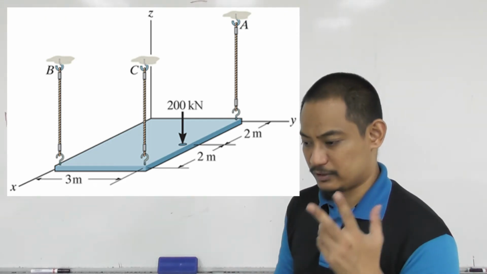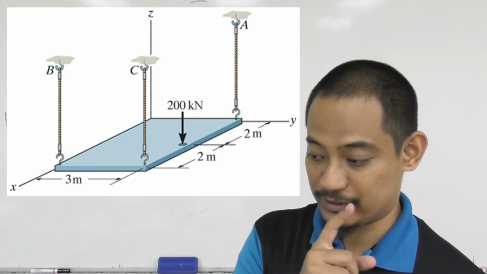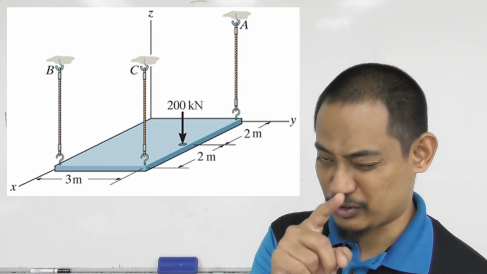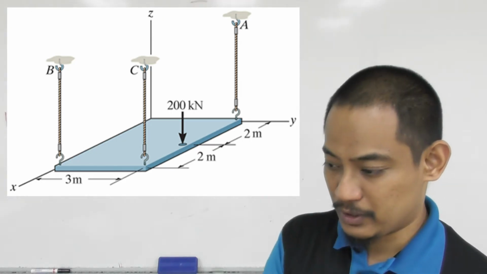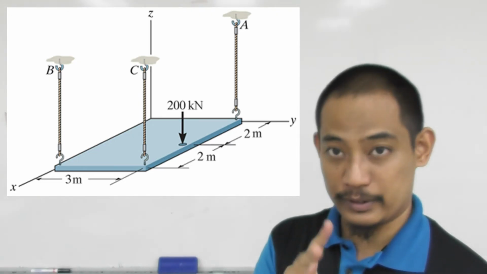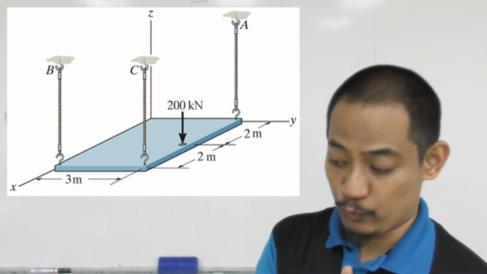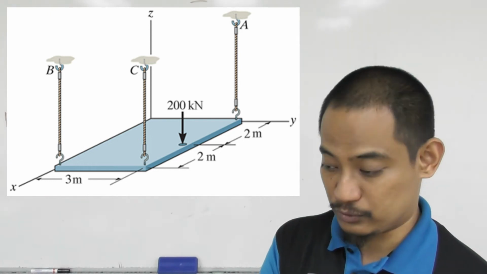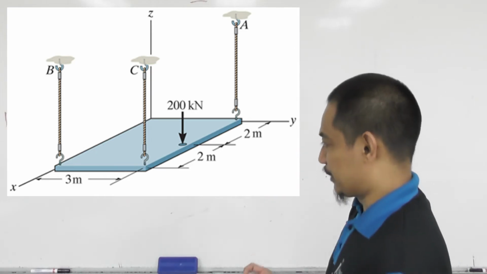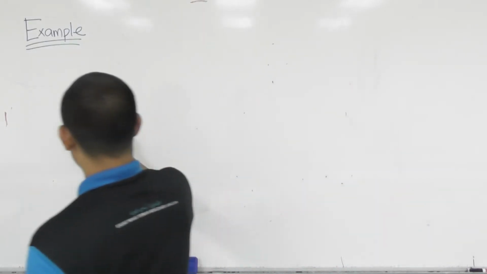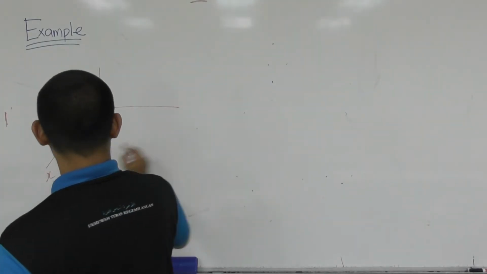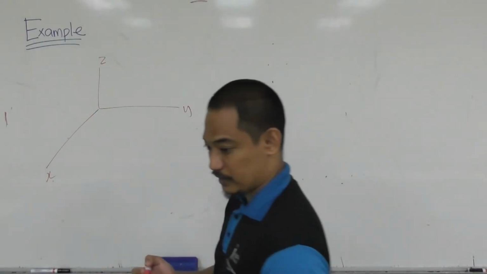So you actually have 3 equations left. Summation of Fz equal to 0 has 3 unknowns. If you do summation of Mx equal to 0, you will have 2 unknowns. And if you do summation of My equal to 0, you also have 2 unknowns. So you have 3 equations and 3 unknowns, and you can solve. So that's normally what you can do. Let me just redraw it there, x, y, and z.